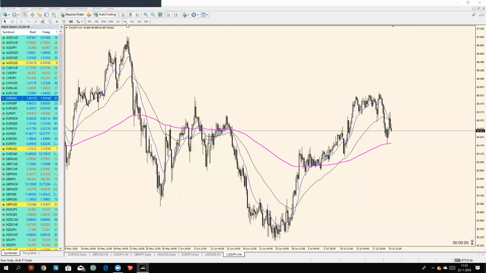Hello guys, good day. Like I promised, I will do a tutorial today on how I map out my price levels, my zones, and my support and resistance. Let's start right away, guys.